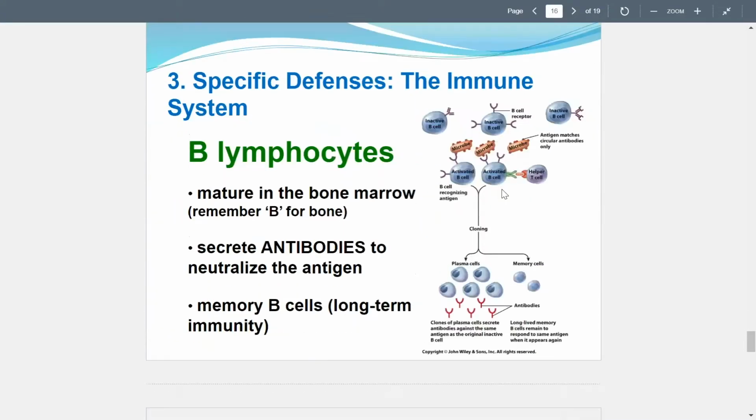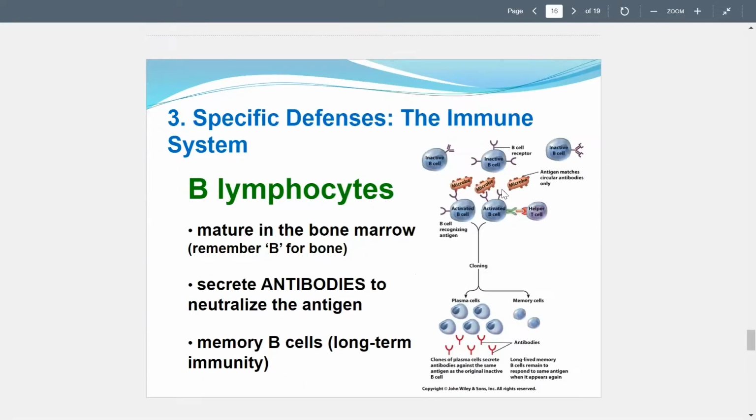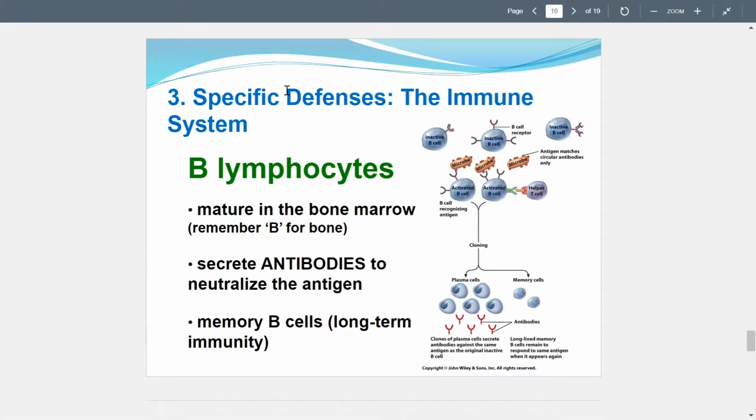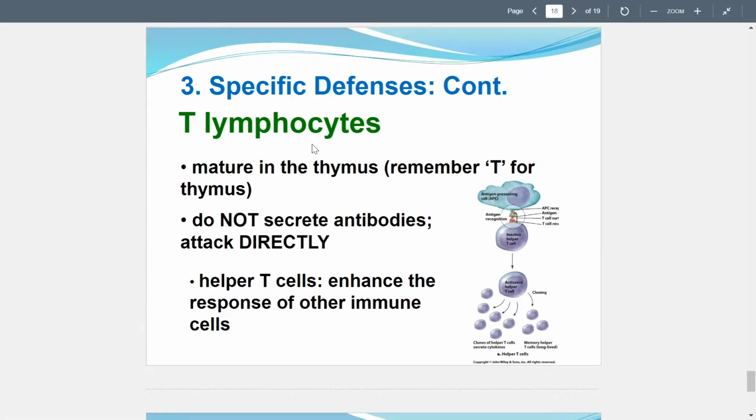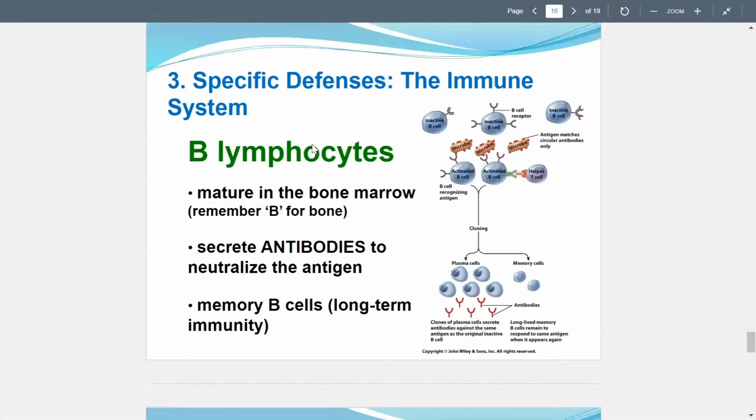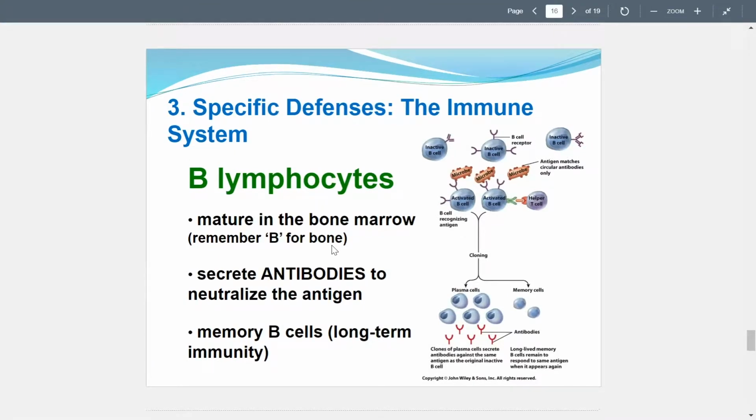Actually, we'll talk about this first and then we'll go back to that. There are two types of specific defenses in your body: the B lymphocytes and the T lymphocytes. The B lymphocytes mature in your bone marrow. Remember, B for bone. They secrete antibodies to neutralize the antigen. And remember, antigen is the same thing as pathogens.